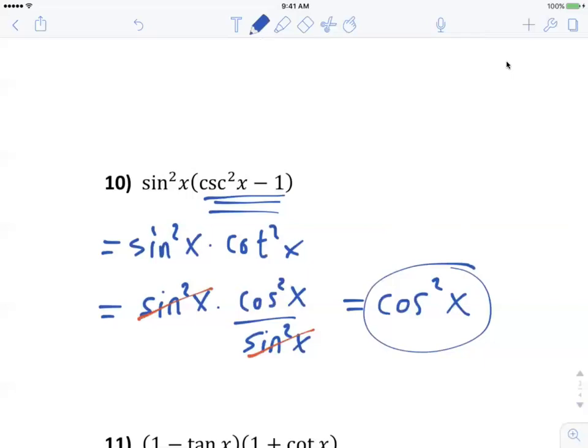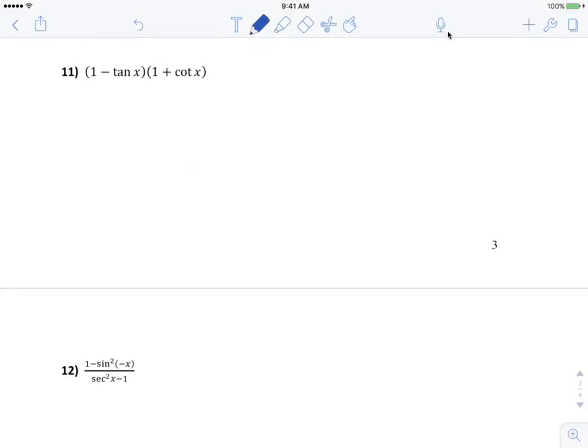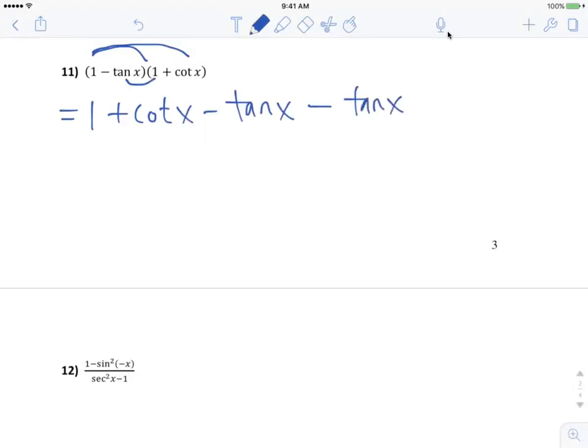Okay, let's try number 11. That looks like a binomial times a binomial from algebra where you have to FOIL. So let's try that. I'm going to go 1 times 1, just 1. Then I'm going to do the outsides. 1 times cotangent. It's cotangent. The insides, negative tangent times 1, negative tangent. And then last, tangent times cotangent. Negative times positive would be a negative. And then tangent times cotangent. Okay, so that's first, outside, inside, last, FOIL, F-O-I-L.